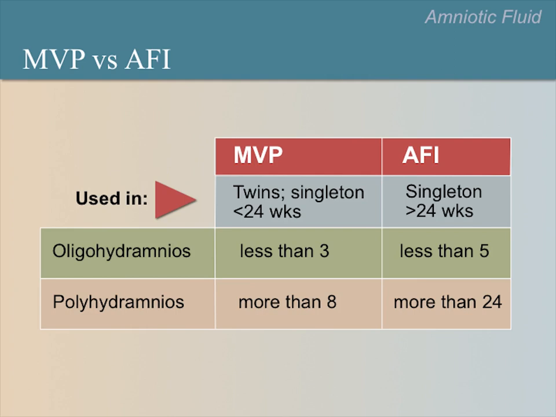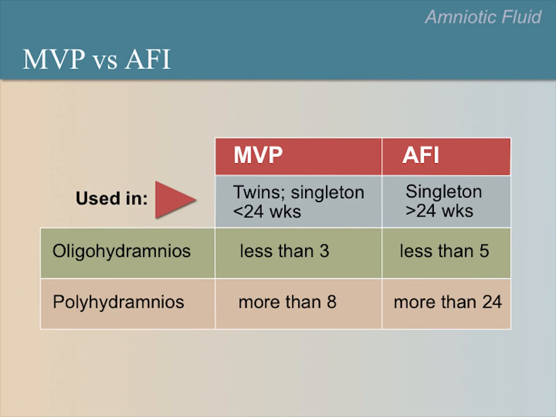Now let's review definitions for oligohydramnios and polyhydramnios depending on whether you measured the MVP or AFI. The maximal vertical pocket method should be used in twins and singleton pregnancies less than 24 weeks. Oligohydramnios is diagnosed with an MVP less than 3, and polyhydramnios is diagnosed with an MVP greater than 8. The amniotic fluid index should be used in singleton pregnancies with a gestational age greater than 24 weeks. Oligohydramnios is diagnosed with an AFI less than 5, and polyhydramnios is diagnosed if greater than 24 centimeters.